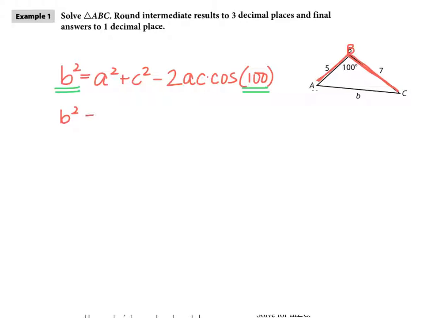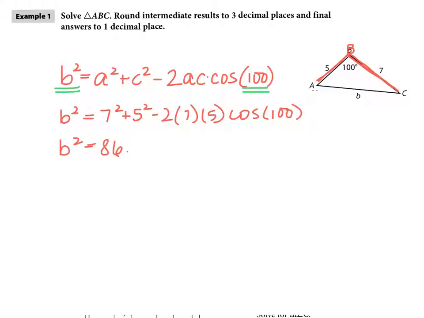So I've got b squared equals, where did I say a was? 7. 7 squared plus 5 squared minus 2 times 7 times 5 cosine of 100. And lucky for you, we have these beautiful calculators, and you can type all of that in at one time. And I got b squared equals 86 point, let's see, I'm gonna keep a few, it says in the directions, intermediate results round to 3 decimal places. So I'm gonna hold on to 3 of those.